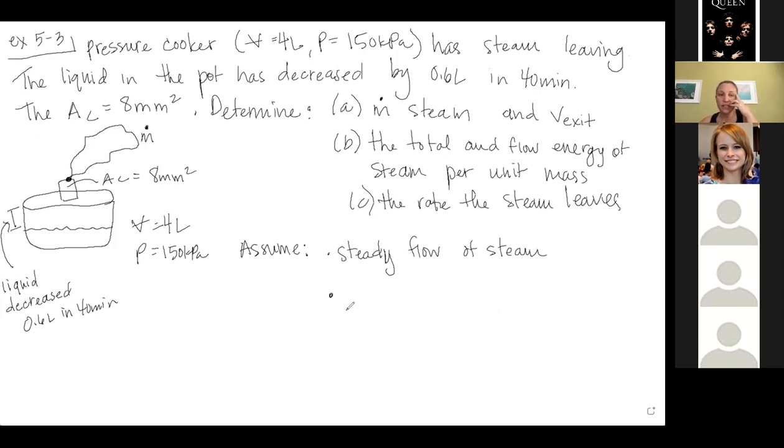Saturation conditions exist inside the cooker at all times, which makes sense because we're not creating superheated vapor. We have this liquid that's boiling, creating steam. So we're going from a saturated liquid to a saturated vapor. We have some sort of mixture inside the pressure cooker. And we're just going to state up front that saturation conditions exist in the cooker at all times.